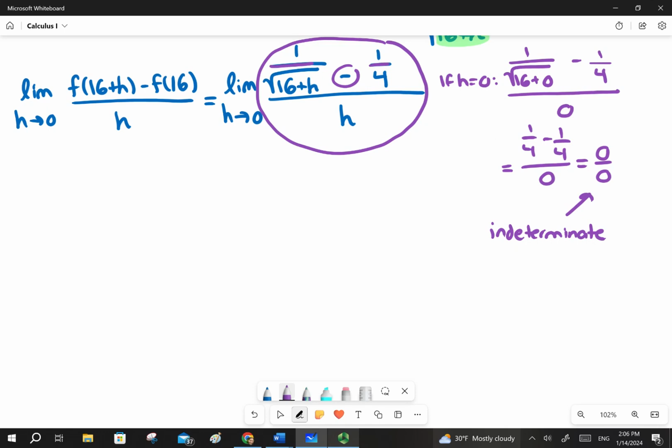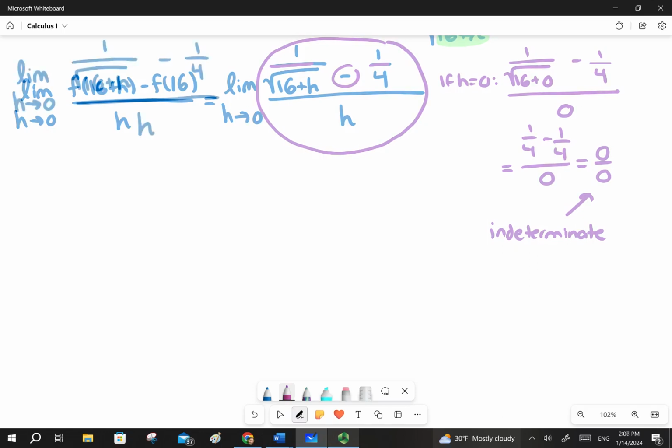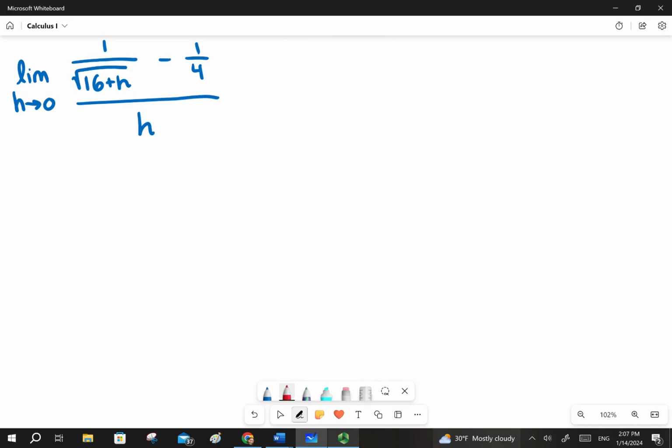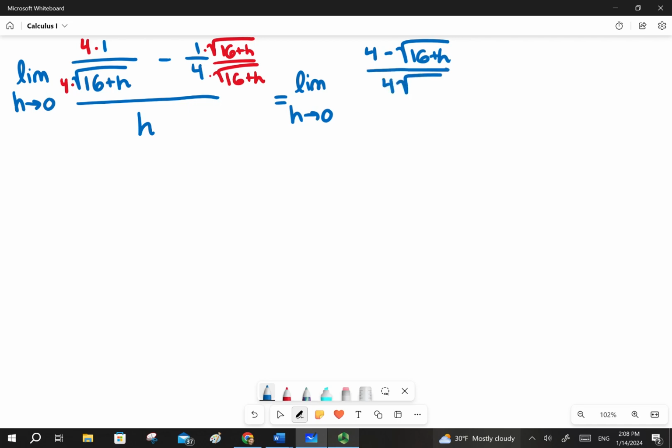So just like the previous problems with a rational function, we'll need to start by combining those two fractions into a single fraction. This requires first getting a common denominator. So I'll multiply the top and bottom of the first fraction by 4 and the top and bottom of the second fraction by the square root of 16 plus h. Then combining the two fractions, I get 4 minus the square root of 16 plus h over 4 times the square root of 16 plus h, and that whole fraction is divided by h.